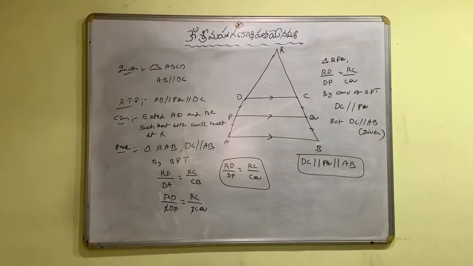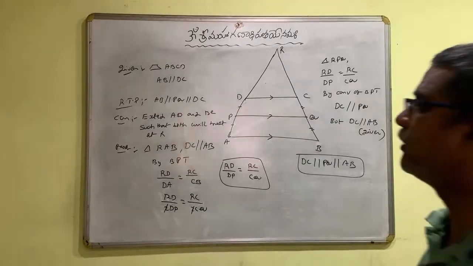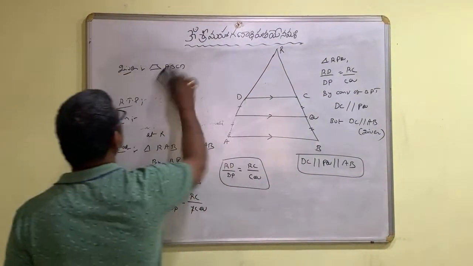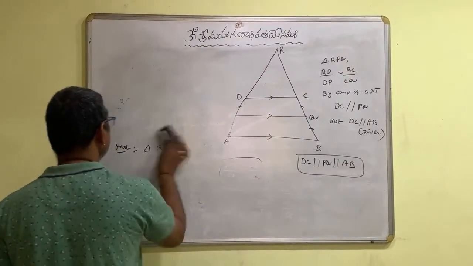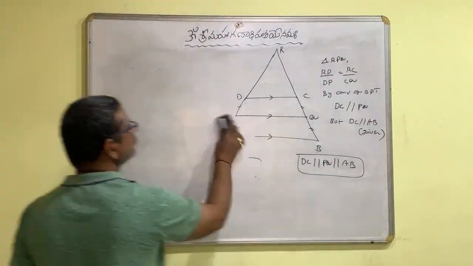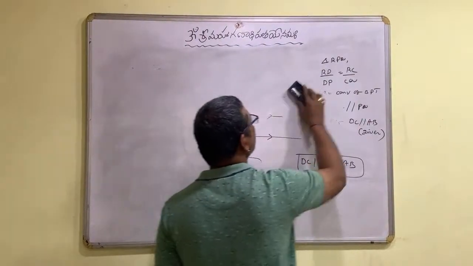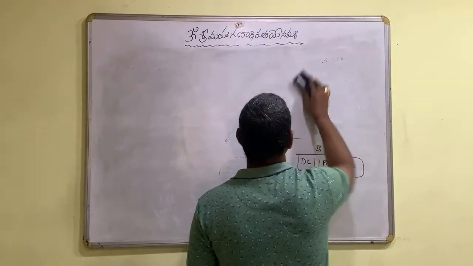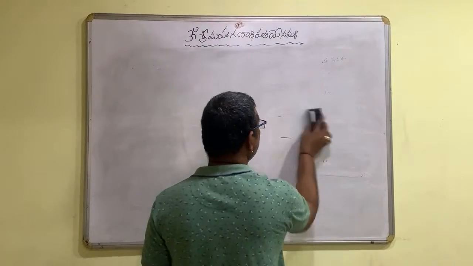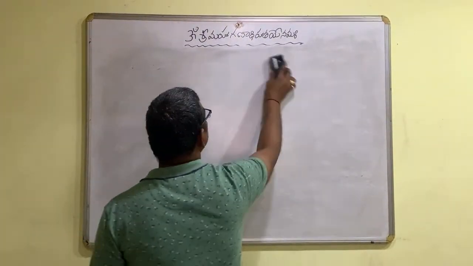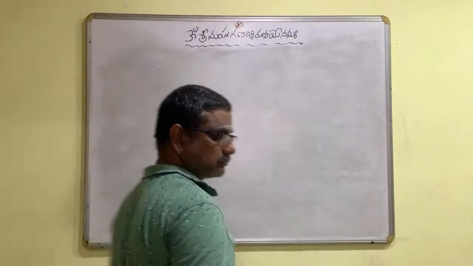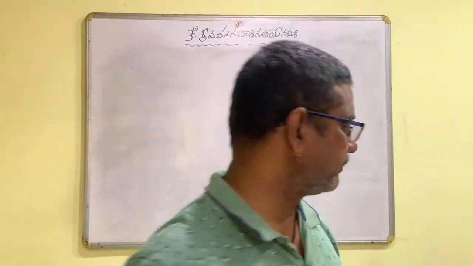Okay. Now, children, I will give you one problem as homework. Try to solve it. If you don't know how to solve, I will explain it tomorrow. Okay? Using basic proportionality theorem only you have to solve it. Okay? Let me draw the figure.